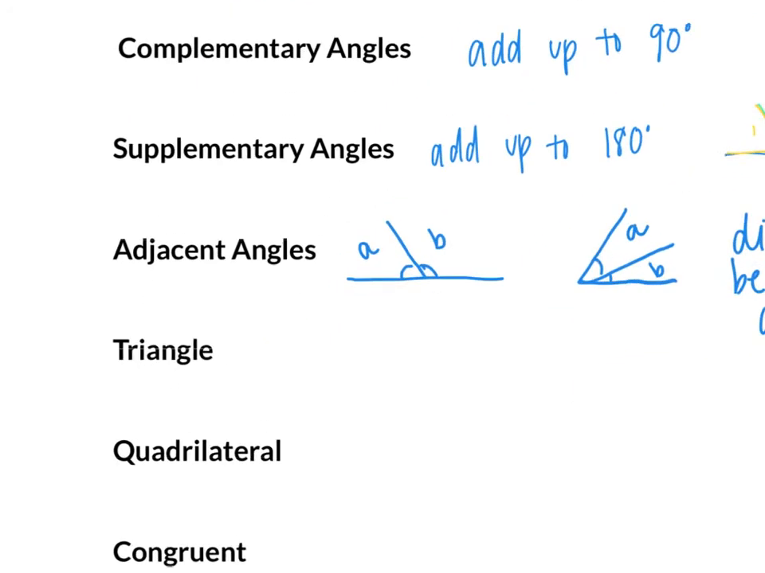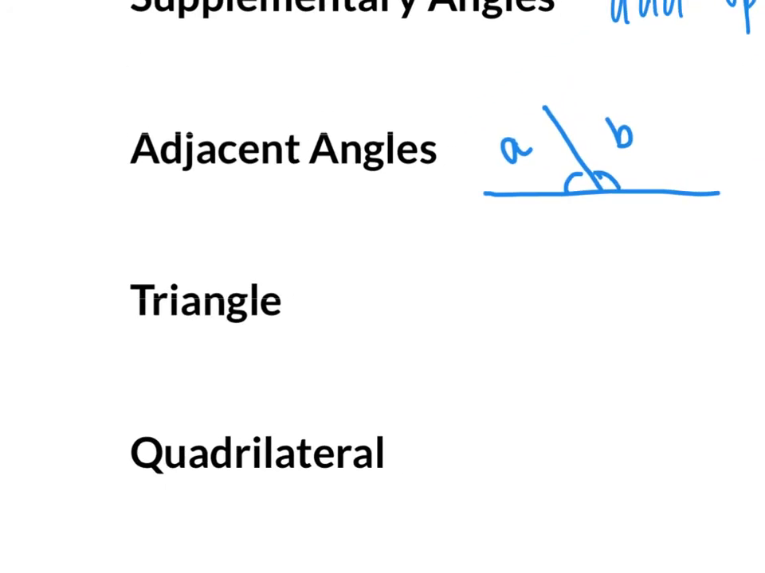Then we're going to get into triangles. We should all know what a triangle is, but there's definitely different kinds of triangles. All triangles add up to 180 degrees. Okay? So the angles within a triangle always add up to this. If it's an equilateral triangle, that means they're all the same. That means that each angle would be 60 degrees.